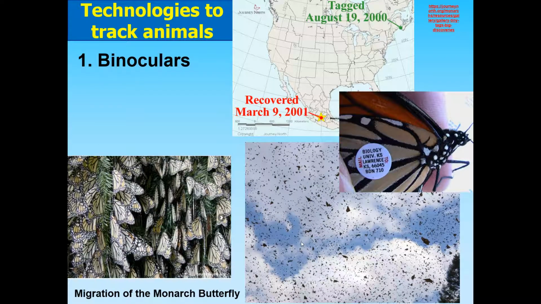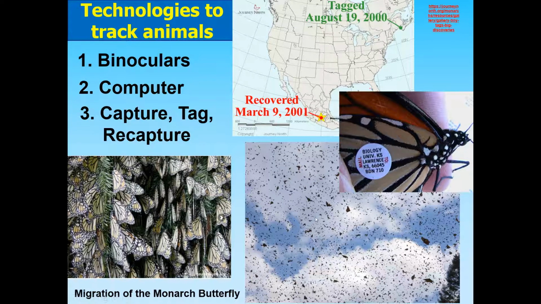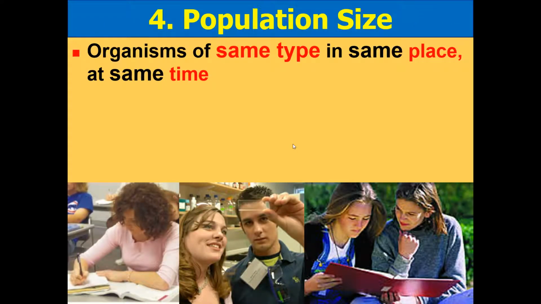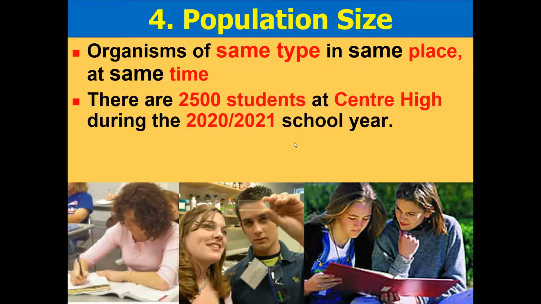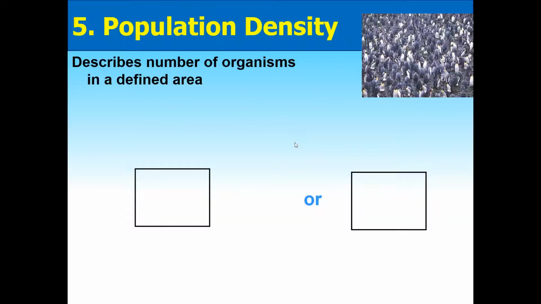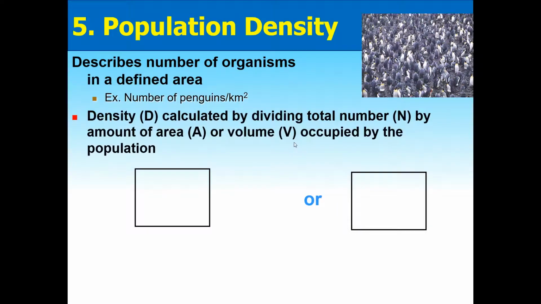Technologies to track animals can include binoculars, computers to record the data, and capture, tag, and recapture, like the case of the migration of the monarch butterfly that they tracked in 2001. Population size is the number of organisms of the same type in the same place at the same time. For example, there are 2,500 students at Center High during the 2020-2021 school year. This can be determined by exact count or estimation. Population density describes the number of organisms in a defined area. For example, number of penguins per kilometer squared.